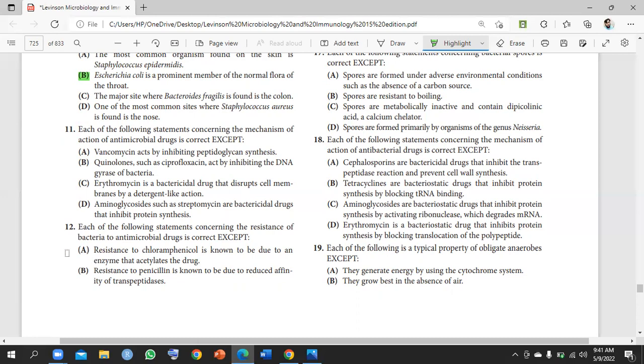Basically, polymyxins are cell membrane inhibitors, okay? They just disrupt the cell membrane. So this is our correct answer. And aminoglycoside, the correct option is shown, okay?